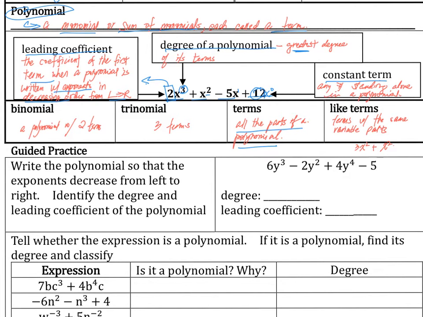Let's look at a few more vocab terms. Binomial, bi means 2, so it's a polynomial with 2 terms. Trinomial, tri means 3, so a polynomial with 3 terms. And I already talked about terms, and like terms are just terms with the same variable parts, such as here, 3x squared plus x squared. So the same variable part will be just x squared.